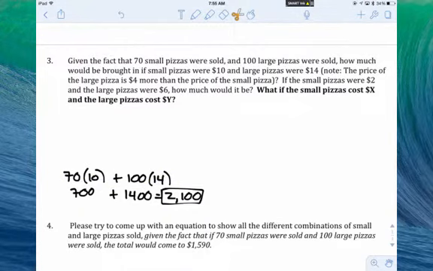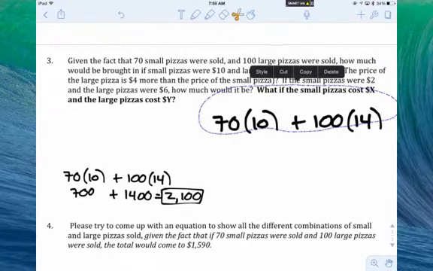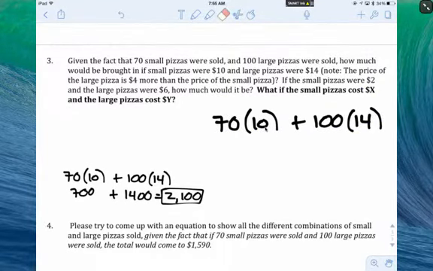Okay. Now, what if small pizzas were $2, and the large pizzas were $6? How much would it be? Well, I think it'd be the exact same calculation, but instead of $10 for a small pizza, it would be $2. Instead of $14 for a large pizza, it would be $6. Right? We're keeping the relationship between them the same.